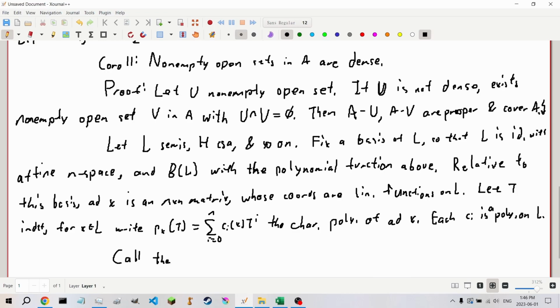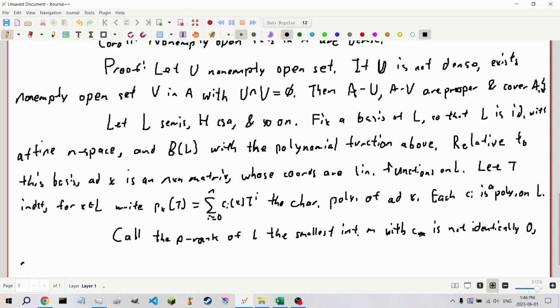We're going to call the rank of L the smallest integer m for which c_m is not identically 0. And we're going to call x in L regular if c_m(x) is non-zero.